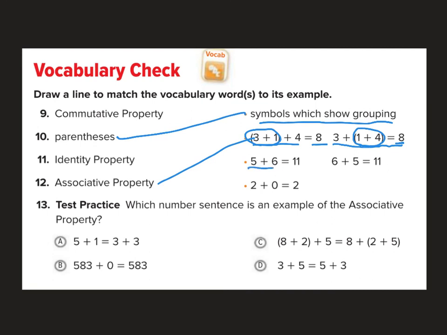Okay, I have 5 plus 6 equals 11, and 6 plus 5 equals 11. That's that flip-flop commutative. And 2 plus 0 equals 2 is our identity. Test practice. Which number sentence is an example of the associative property? Well, I'm looking for those grouping symbols, those parentheses. Here they are. 8 plus 2 plus 5 and 2 plus 5 plus 8 are going to get me the same answer.